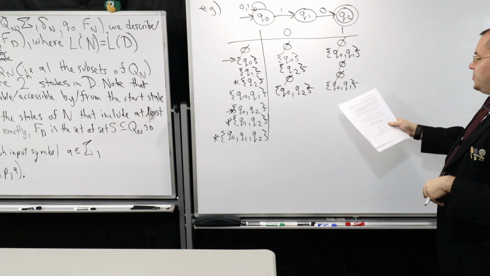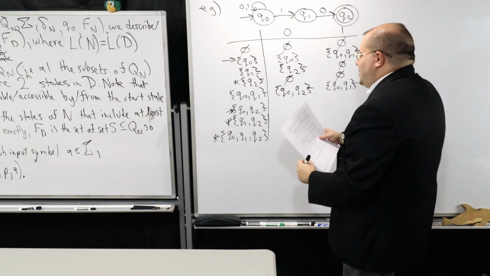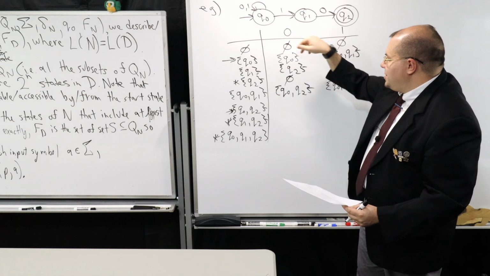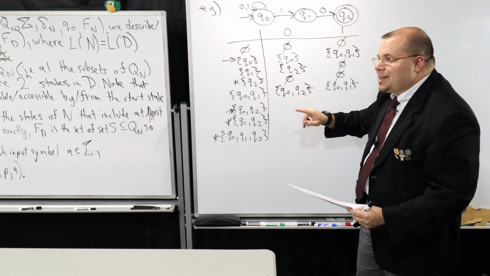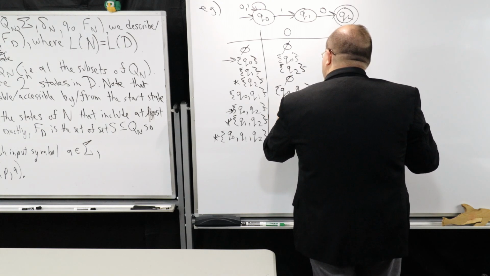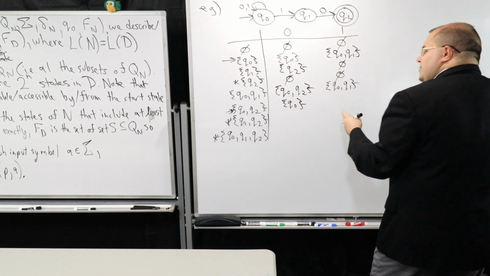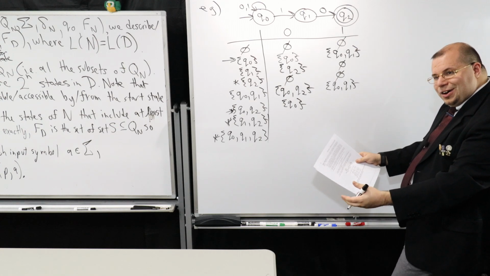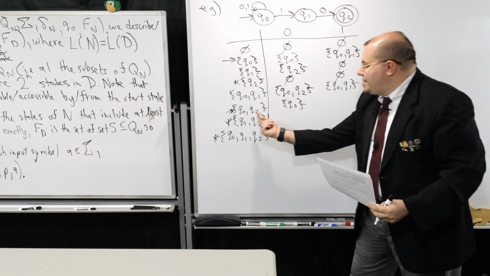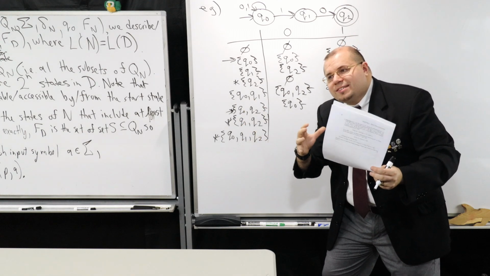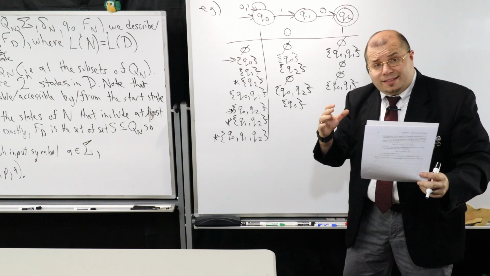Okay, now Q0, Q2. If I read a 0 on Q0, I get Q0. I read a 0 on Q2, and it goes nowhere, right? So this is just going to be Q0 right here. Is everybody getting the idea? All I'm doing is applying the transition function for each one of the listed states here, and lumping together all of the states that they could transition to on that symbol.